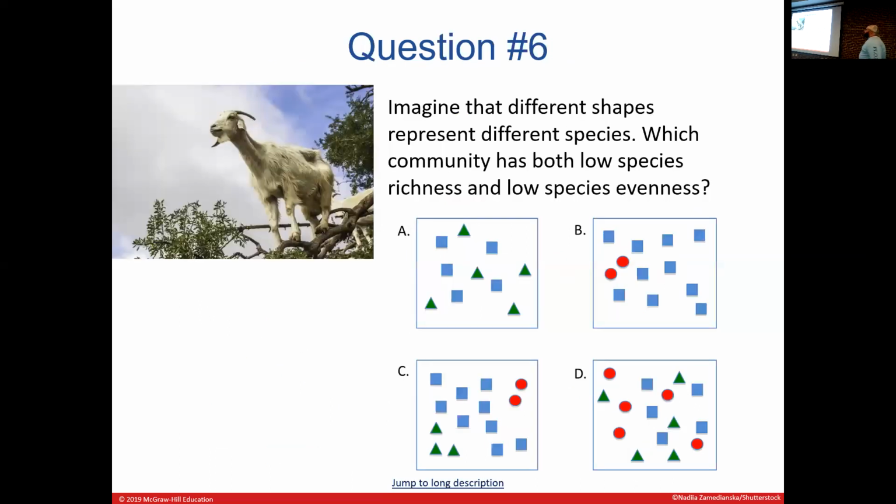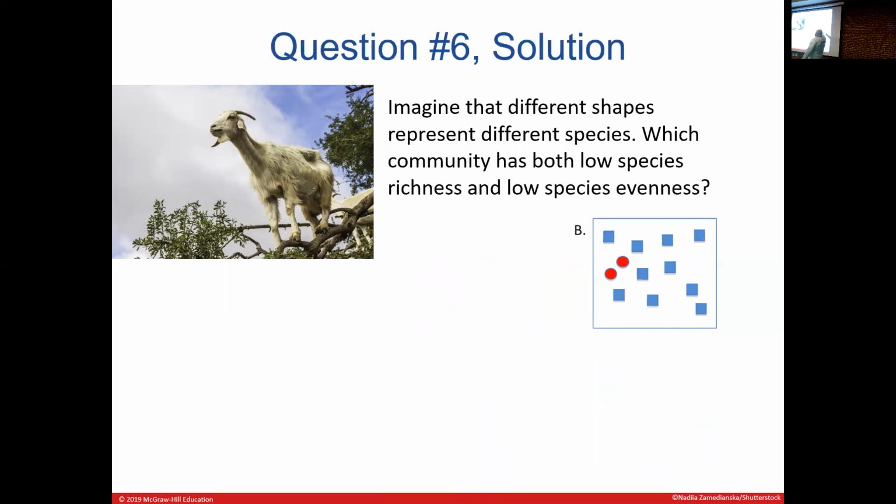So here's a great example of this. Imagine that the different shapes represent different species. Which community has both the lowest species richness and the lowest species evenness? How many of y'all think it's A? B? Good. C? B. Yeah. It's B, right? You've got two species and they're very, very unevenly distributed. Which again, that's actually pretty regularly going to happen.